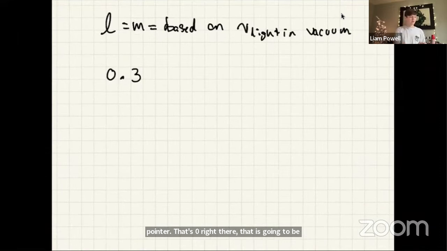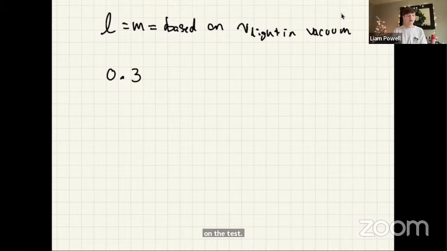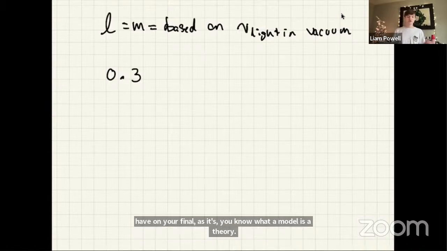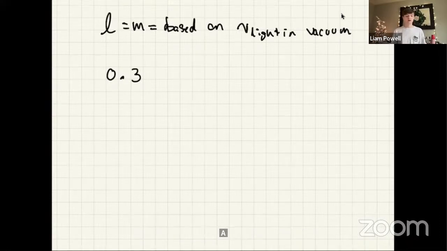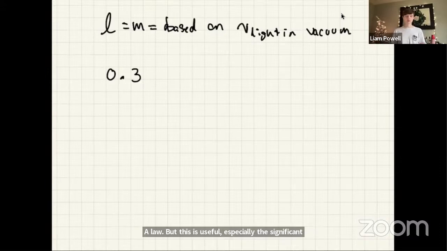Okay, and then let me look at the actual textbook and then talk about what the first unit was all about. Yeah, so converting units is going to be on the test. So a lot of this stuff you're probably not going to have on your final, as it's what a model is, a theory, a law. But this is useful, especially the significant figures part and other things like trigonometry and sine, not triangulation. That's a little bit much, but yeah.